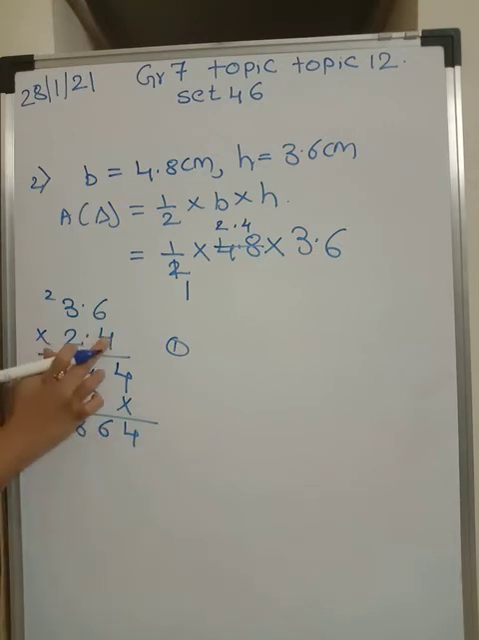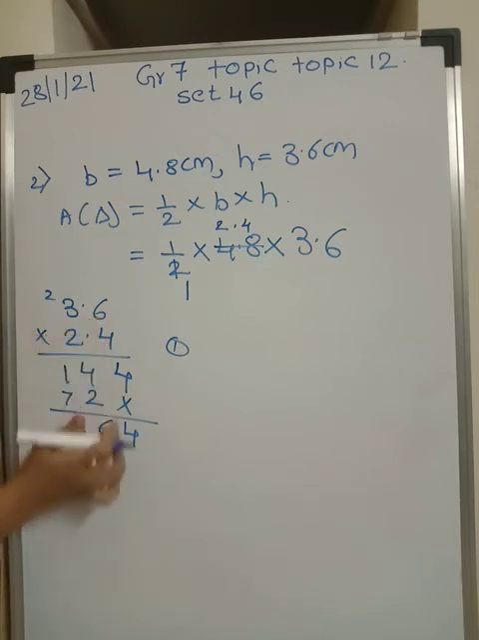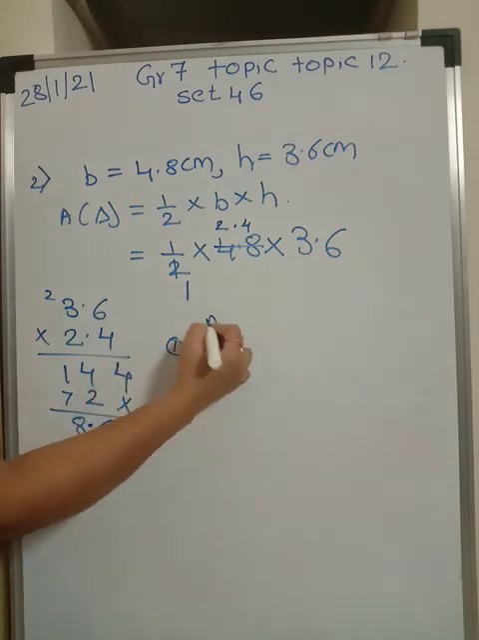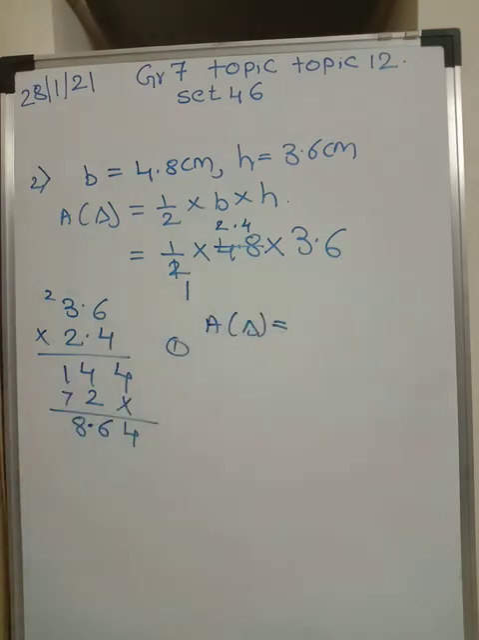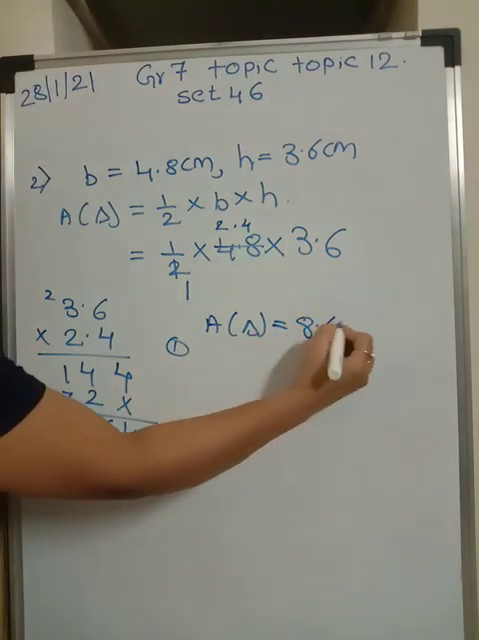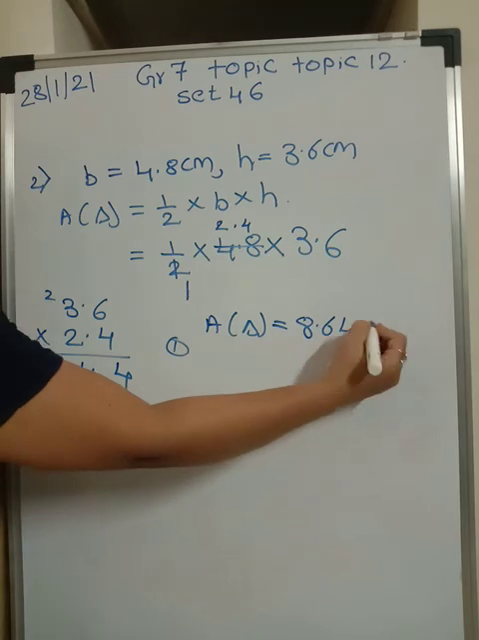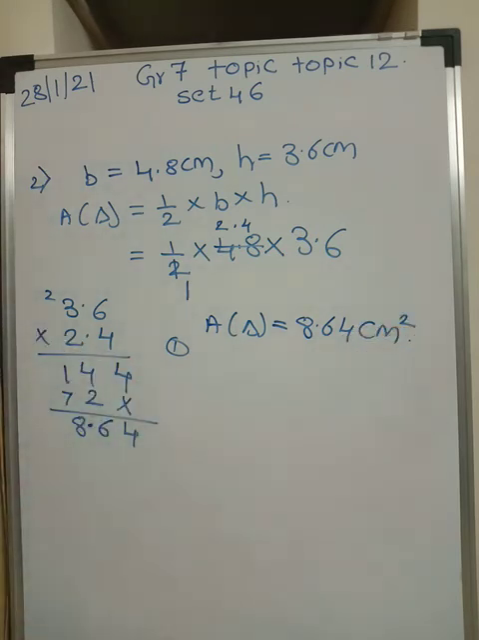Now after two numbers, one number over here and one number over here, so after two numbers we are going to put the point. Alright, so the area of the triangle comes out to be 8.64, and write the units also. So 8.64 square centimeter, either write square centimeter or centimeter square, both are correct. Is this clear? Okay, let's go to the third problem.